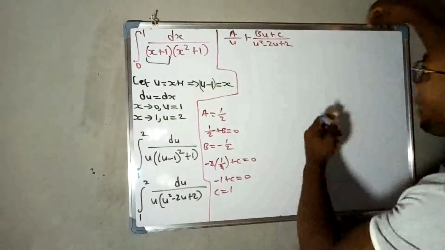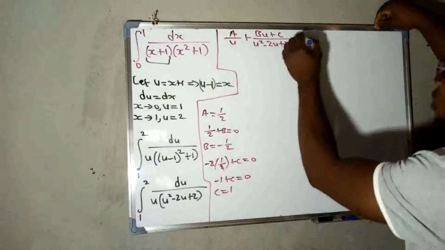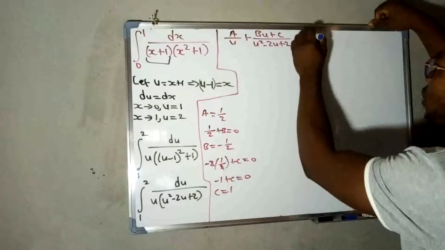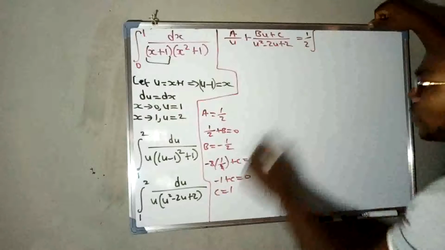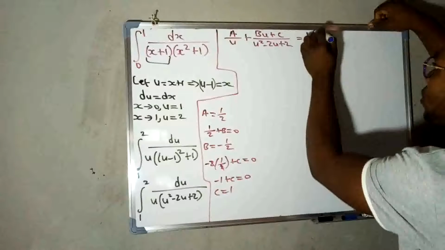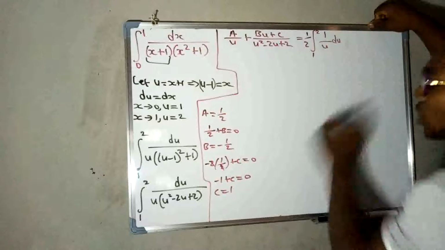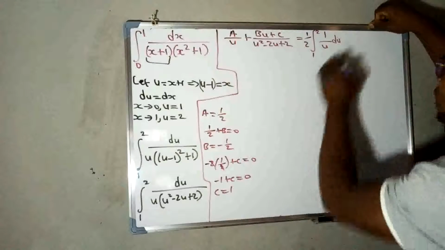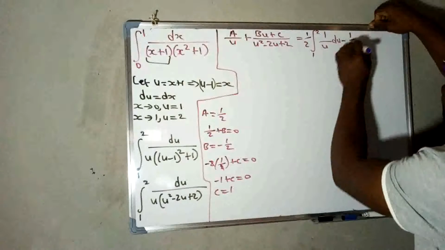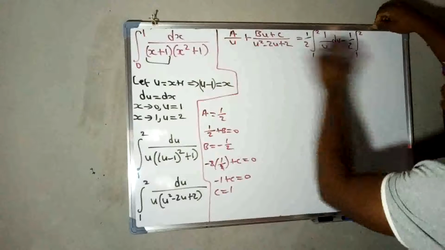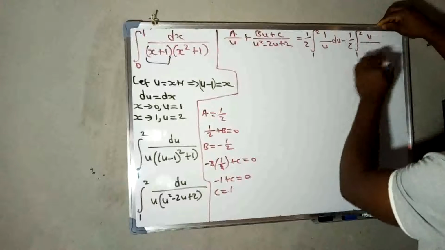So from, let me just put it here, equals, what is my a? My a is 1 over 2. Then my integral, don't forget our limit from 1 to 2, and I have 1 over u du. Then what is my b? My b is having a negative sign, minus 1 over 2. Then my integral from 1 to 2. Remember, my b has u.